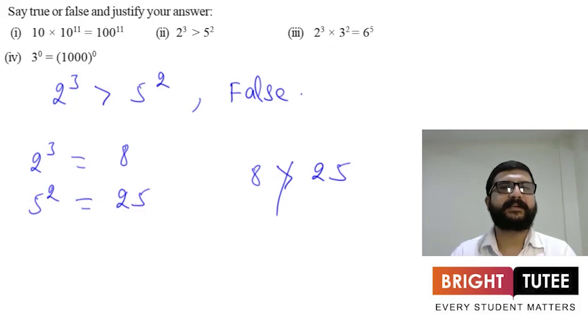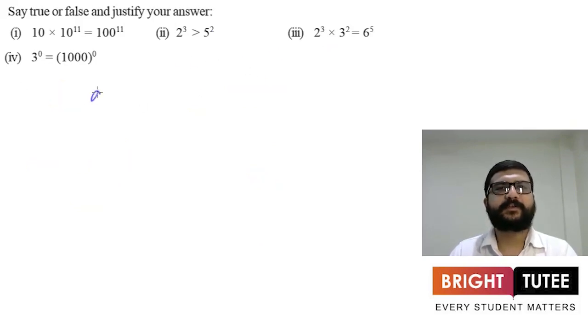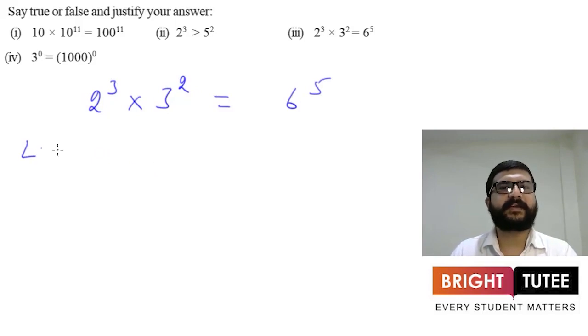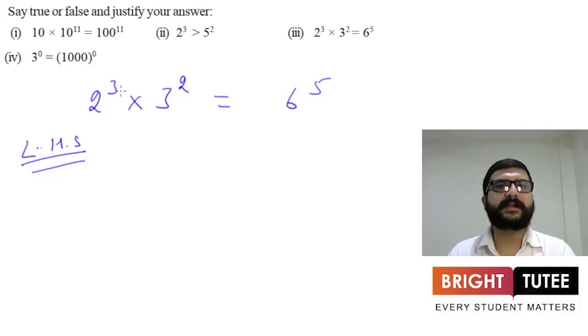Now the next statement, it is 2 to the power 3 into 3 to the power 2 is equal to 6 to the power 5. Again, we will simplify LHS and RHS separately. So here LHS is 2 to the power 3 into 3 to the power 2. We can't simplify this further. Let's keep this as it is. Here we are neither having same base nor same exponents. So therefore we can keep this as it is.